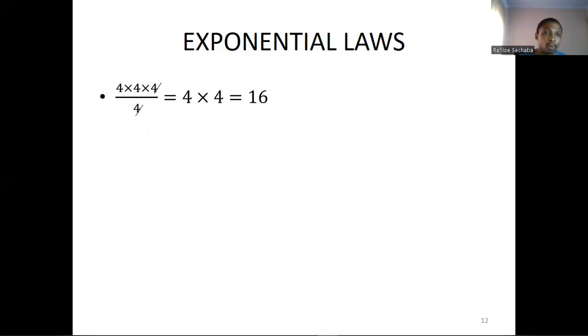So when you divide that by 4, it means that you're reducing one of the 4's in the numerator, and now you're left with 4. So that is why we're going to take the numerator exponent, which is 3 minus 1, because the 1 is the exponent of the denominator, and I will explain that later. So that is why we're left with 4 times 4, and that gives you 16.